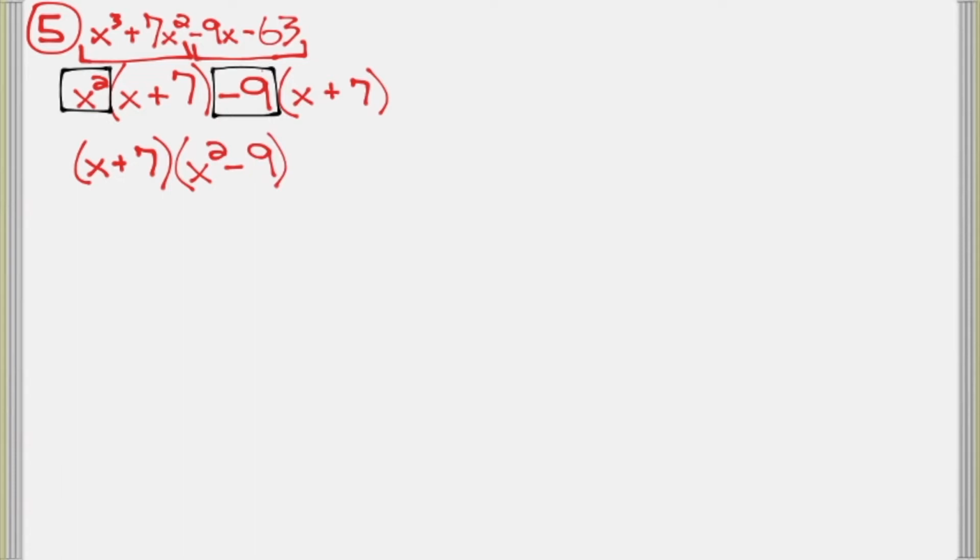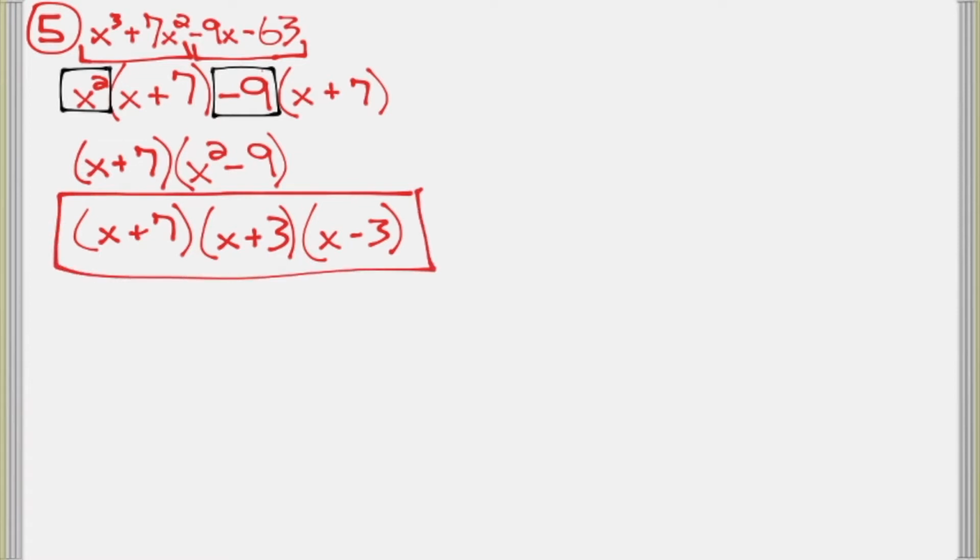There's no middle term, so it has to be plus or minus the same number. To finish it out, we know it's x plus 7. We bring that down, but then x squared minus 9 is just going to be x plus 3 multiplied by x subtract 3. Then this is what we're looking for right here.